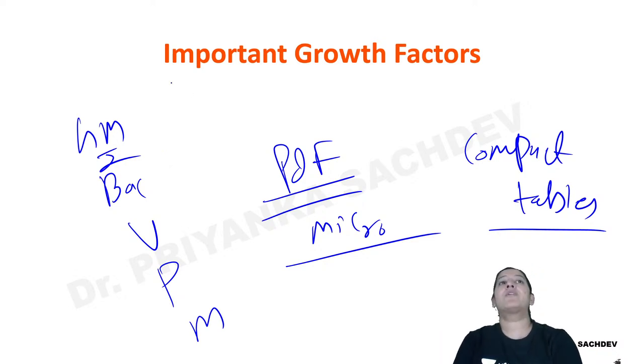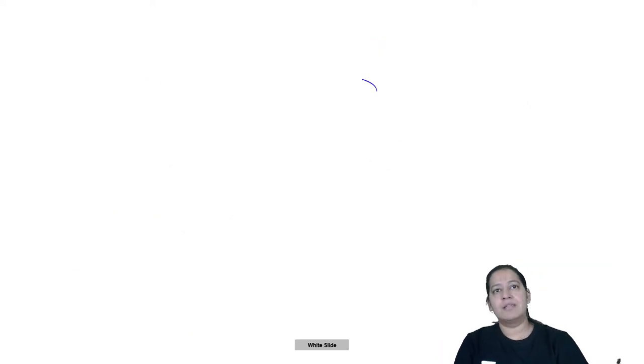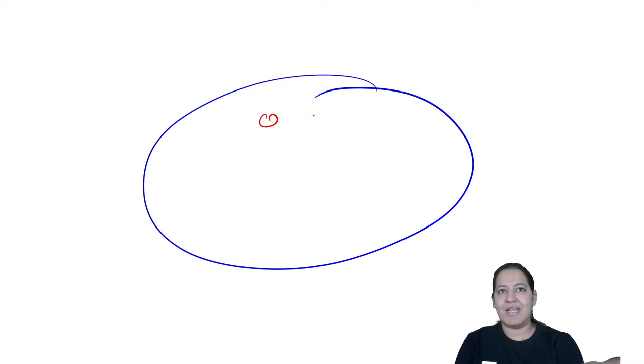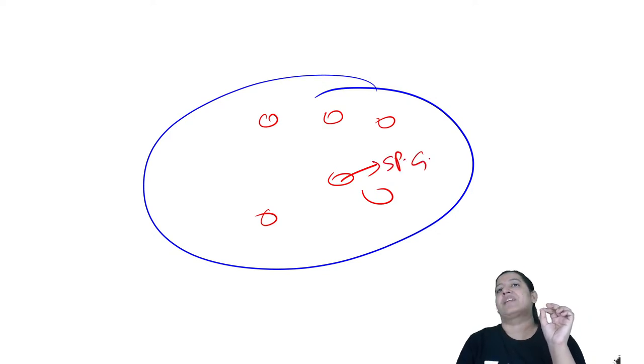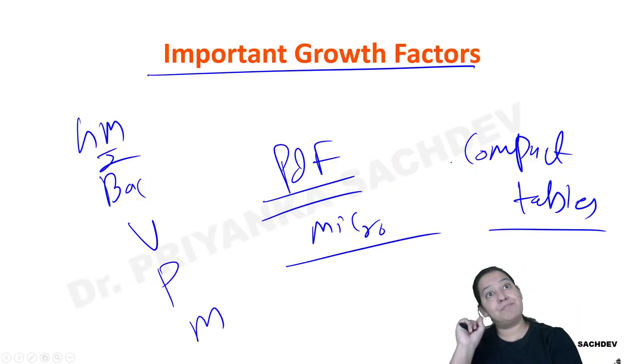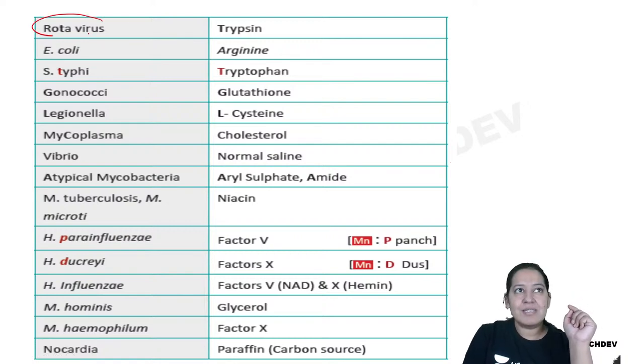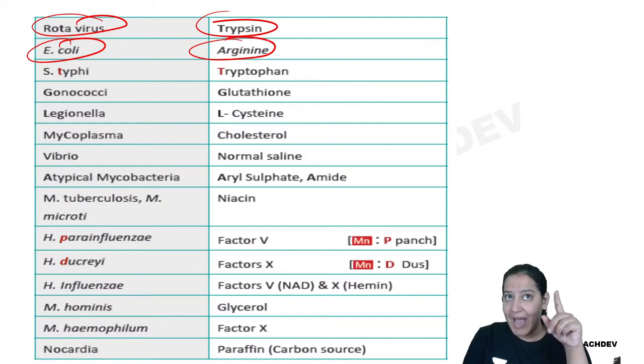Okay, so important growth factors. Again, this is the culture media, this is the bacteria. So bacteria is growing on the culture media. Some bacteria require some specific growth factor. So name the growth factor required by specific bacteria. Rotavirus requires trypsin, E. coli requires arginine. These are the amino acids, right? T for T: Salmonella typhi requires tryptophan.